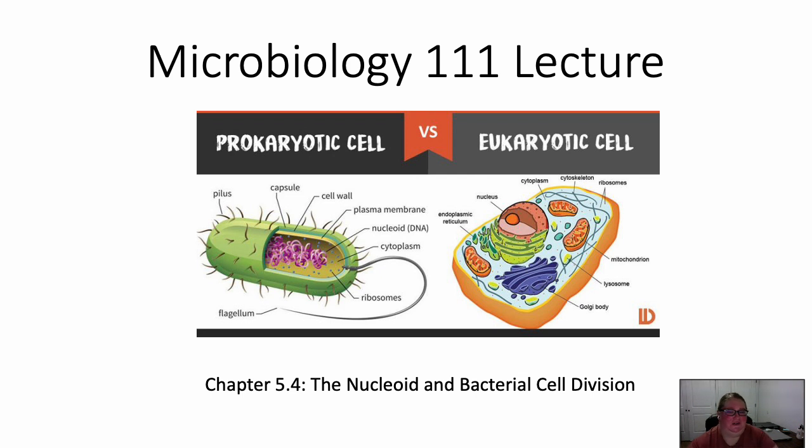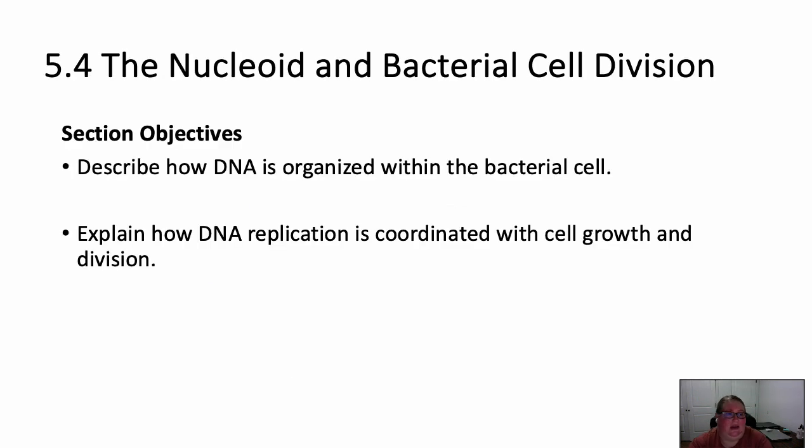Okay, welcome to the video for chapter 5.4. 5.4 is all about where bacterial cells store their DNA. So we're going to talk about the nucleoid and we're going to talk about how bacteria divide themselves to make more bacteria. Okay, our section objectives for 5.4 are: you need to be able to describe how DNA is organized within the bacterial cell, aka where can you find it, and you need to be able to explain how DNA replication is coordinated with cell growth and division.